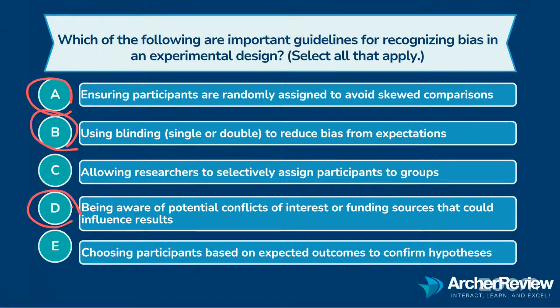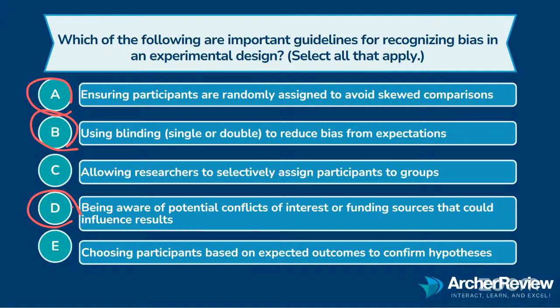B, using blinding, single or double, to reduce bias from expectations. Yes, remember, double blinding is both researchers and participants don't know who's receiving the treatment, and single is participants don't know who's receiving it. The most secure form, or the least biased form, would be double blinding, where no one knows. That would be the best.